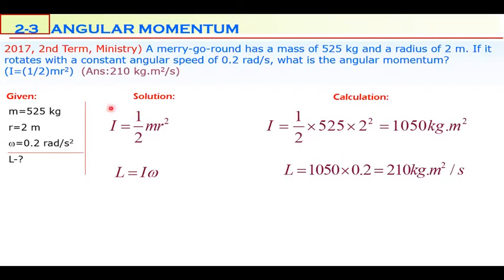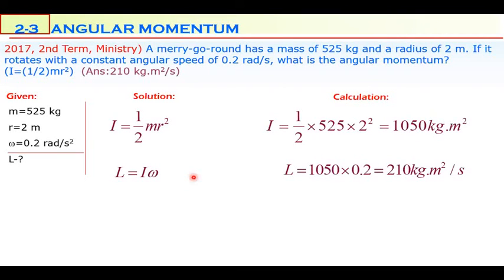1 over 2 m r squared. M is 525, R is 2 meters, but squared. When you multiply them, you get the moment of inertia of this merry-go-round about the symmetry axis, 1050. After that, multiply I and omega. 1050 multiplied by the angular speed 0.2 gives 210 kilogram meter squared per second, the angular momentum of this merry-go-round about the symmetry axis.